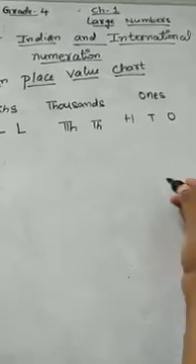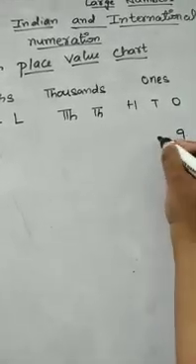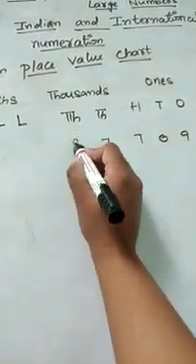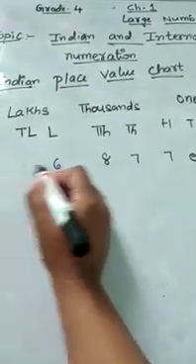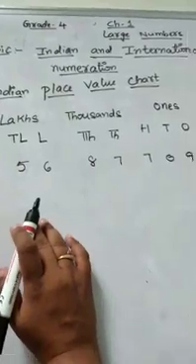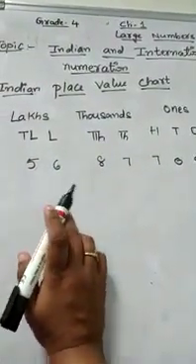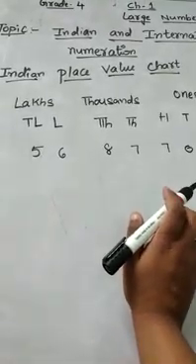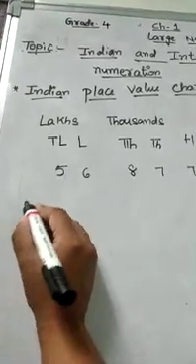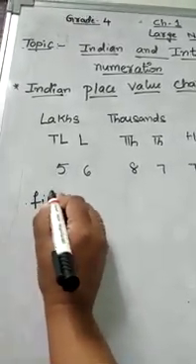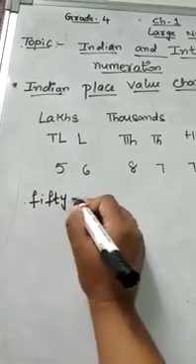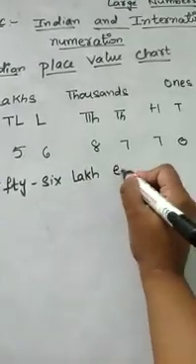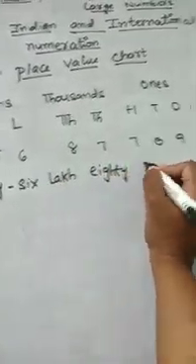I am giving some numbers here: 9, 0, 7, 7, 8, 6 and 5. We can read this number as 56,87,709. Yes, we read this number like this. So how can we write this in words? We can write this as 56 lakhs 87 thousand 709.